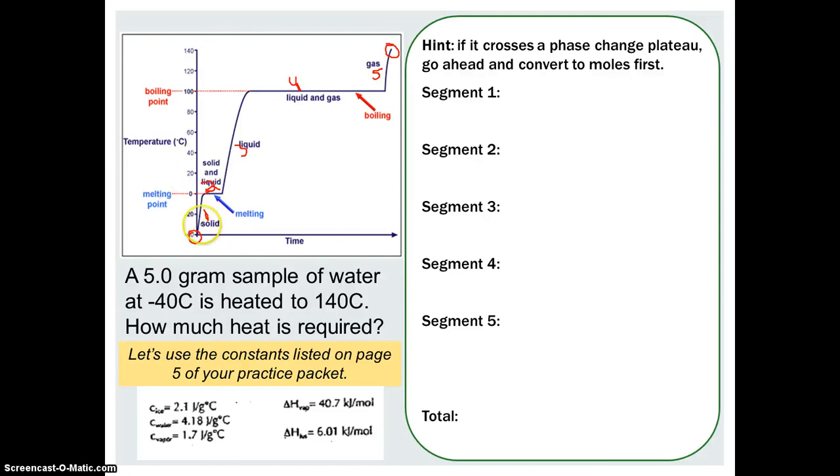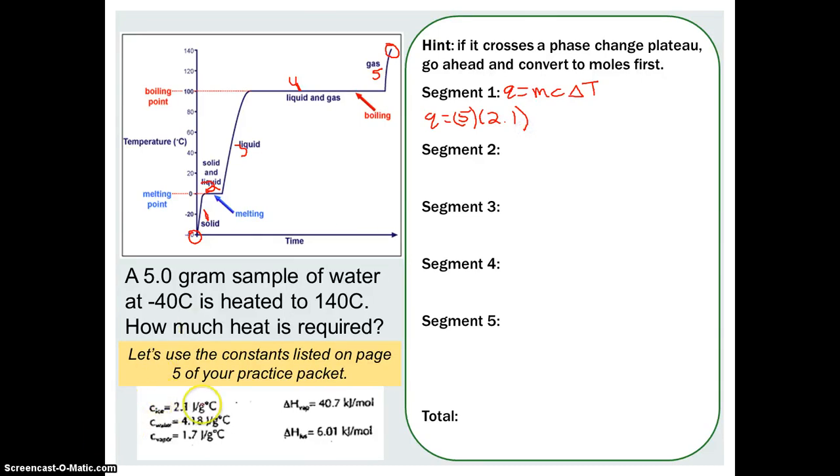In segment number 1, again, let's reiterate. You're going from -40 degrees Celsius to 0 degrees. That's a change in temperature. So I'm using Q equals mc delta T. Let's plug in what we know. M is 5 grams. Now be careful here. C, I don't want to use the C of water when I'm talking about ice. I want to use the C of ice. So 2.1.